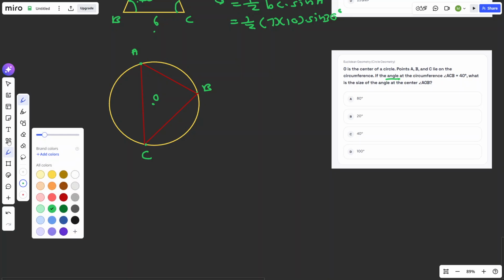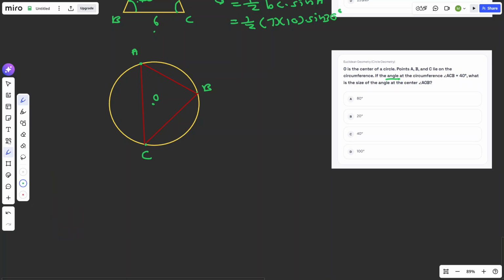So what does it say here? It says if the angle at the circumference ACB. So we've got ACB. So this angle here, if it is 40 degrees, so we'll put a 40 there. If that angle is 40 degrees, what is the size of the angle at the center AOB? Okay, so we're going to have AOB.